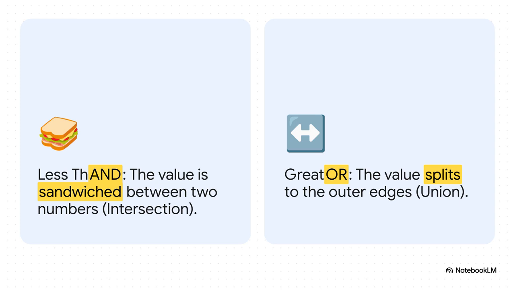But if you see a greater than sign, think "great-or." That "or" tells you the answer is a union. It splits into 2 separate pieces that go in opposite directions.